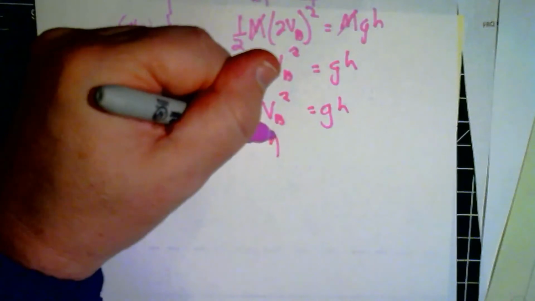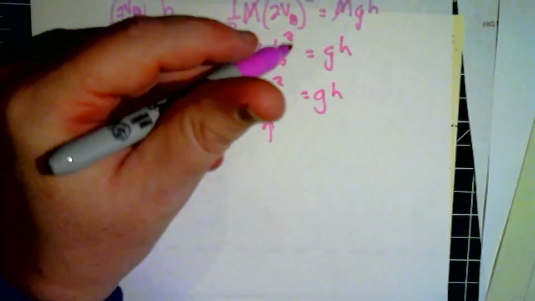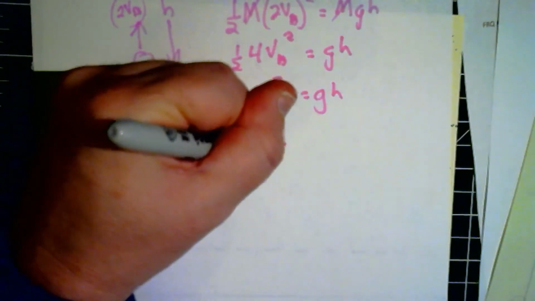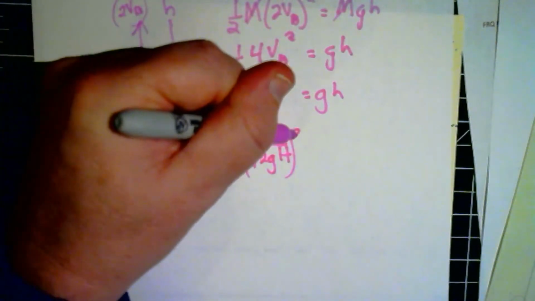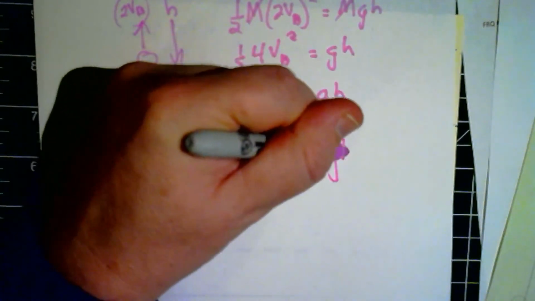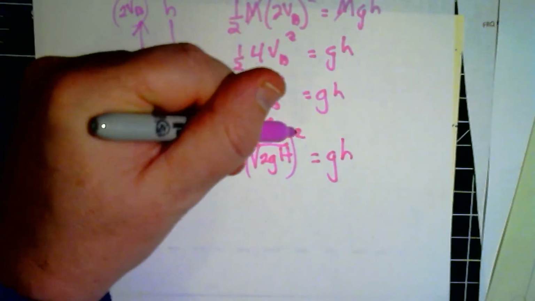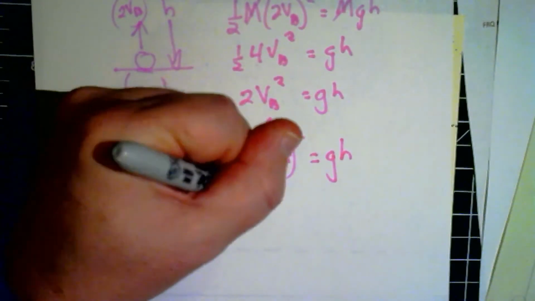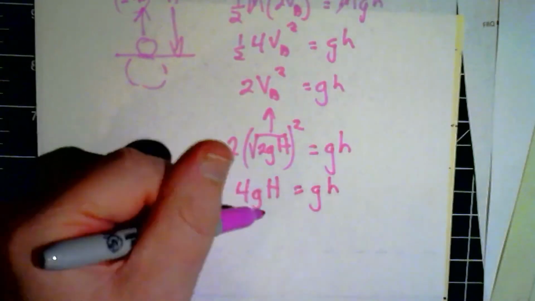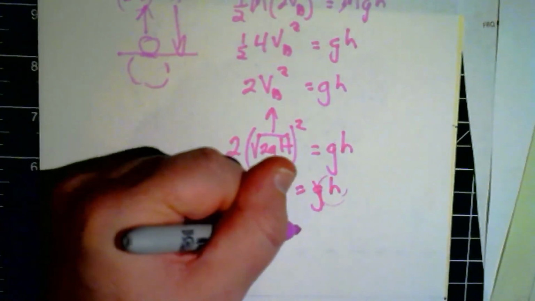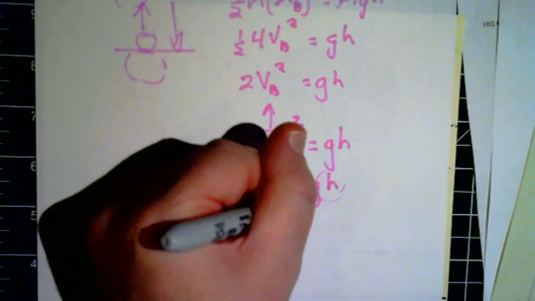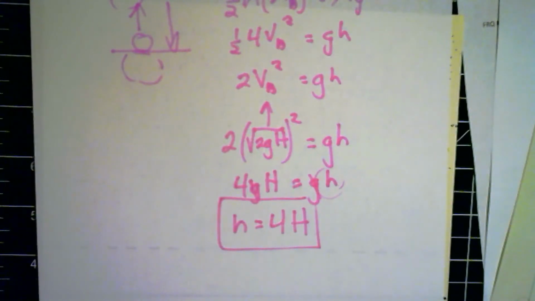But if you remember from one of our previous parts, part A, VB was actually the square root of 2g times big H. So I'll make that substitution in for VB. It gets squared. And so we got 2 times 2gH. And so that's just going to reduce to 4g times capital H equals gh. And look here, the g cancels. And so h, our new h, is actually 4 times as high as our original capital H. So that smaller sphere will bounce 4 times as high as what it was dropped from.